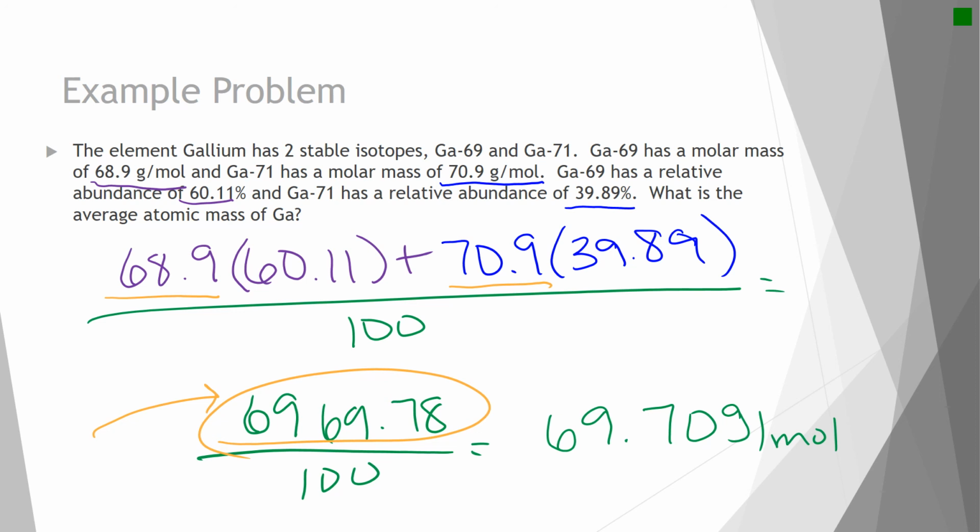In addition, I have 40% of the time it's about 71, and I've got 60% of the time it's about 69. So my average is a little bit closer to 69 than it is to 71. So this makes sense to be my average atomic mass. Okay, so just think through these problems, make sure that your final answer makes sense, because if you do anything wrong it's probably just a simple error. But really, it's pretty simple. Mass percent plus mass percent divided by 100.